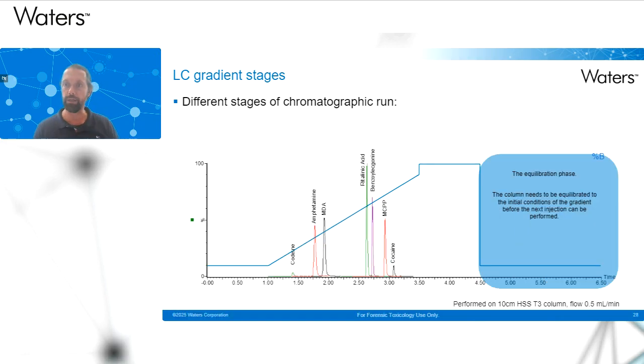Now, the last stage of each LC gradient method is an equilibration phase to prepare the column for the next injection. Depending on the column dimension and the flow rate, this is going to be a longer or a shorter period of time. Also depending on if you are working with a binary solvent manager or a quaternary solvent manager. Binary solvent managers are the faster pumping systems, so they typically require a little bit of a shorter equilibration time at the end.